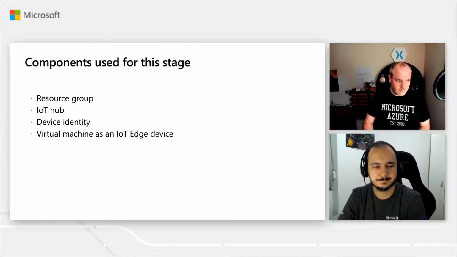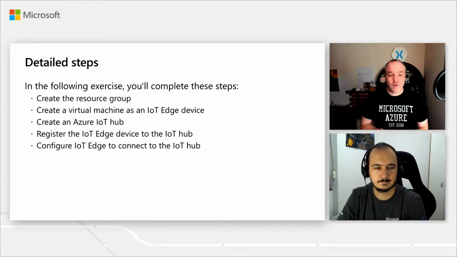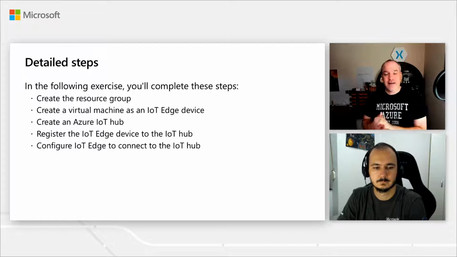Okay. Cool. So the steps we're going to work through: we're going to create the resource group. We're then going to create our IoT Edge device, and we're going to use a virtual machine rather than a physical device for this one. We're going to create our IoT hub. We're then going to create the device identity inside IoT hub to register the Edge device, and then we're going to configure the Edge device to connect to IoT hub. And that's our first step, to get our hub and Edge device connected.